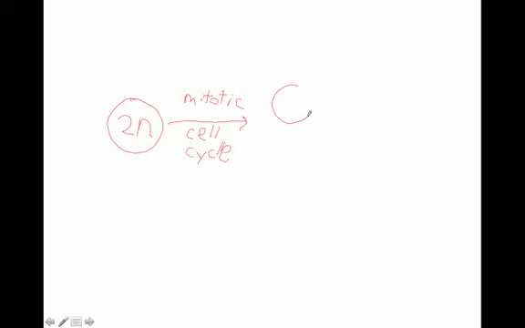In general, what we're going to ask is, how do we start off with a cell like this, say a diploid cell, which means it has 2 copies of every chromosome. In humans, that would mean we have 46 chromosomes. And how the cell goes through this mitotic cell cycle to give us 2 identical cells.